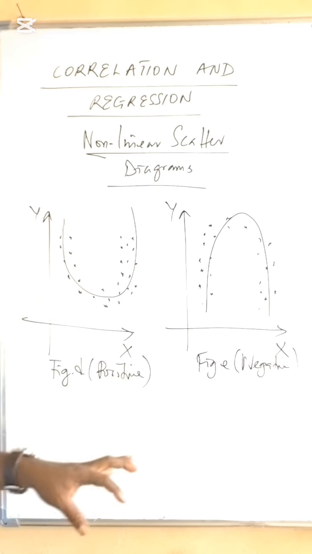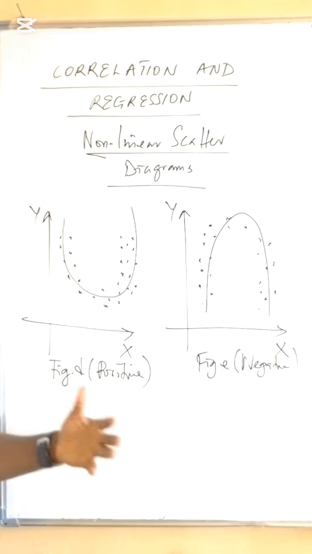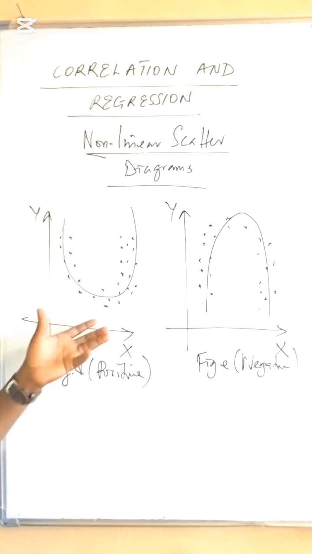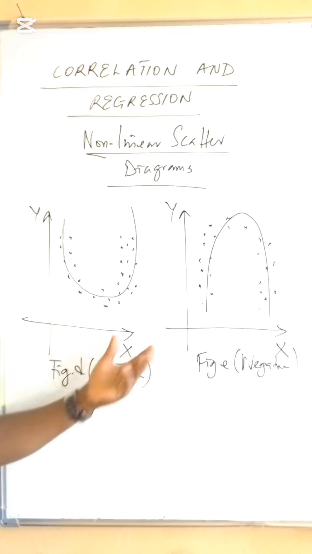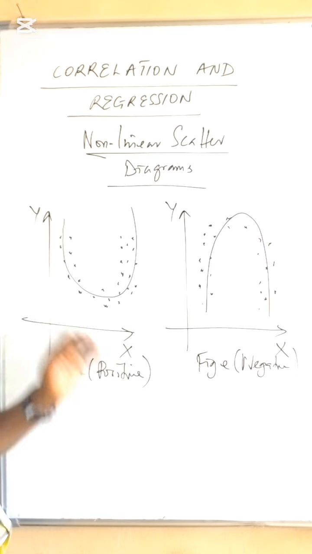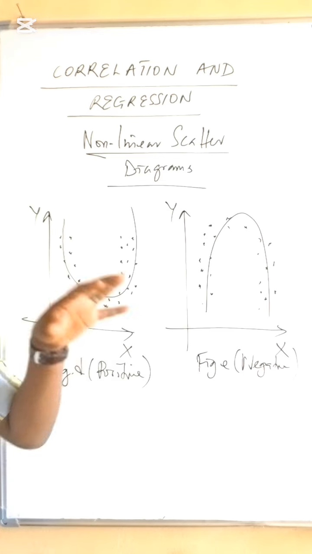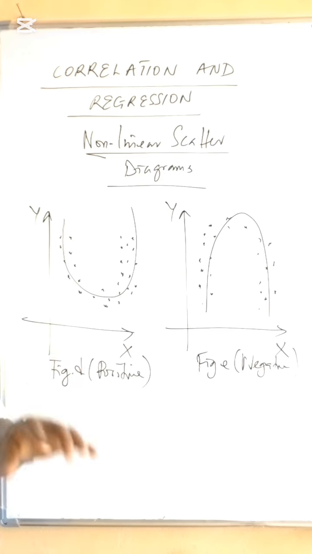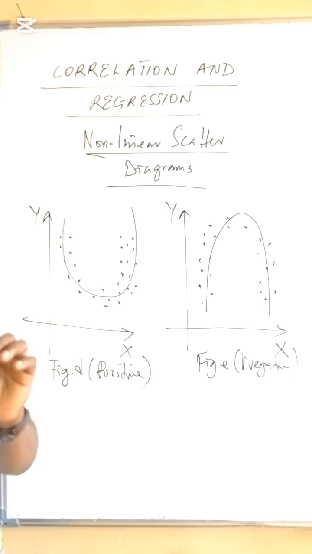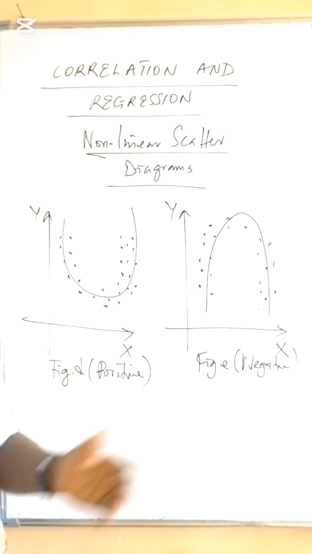So linear scatter diagrams could appear in three forms. Nonlinear scatter diagrams could appear in either of these forms. So our focus in this course will be on linear correlation. As such, we will dwell on linear scatter diagrams. Okay, let's proceed to the next thing.